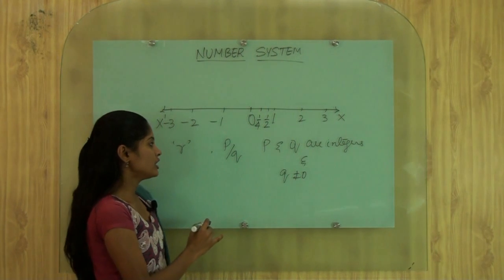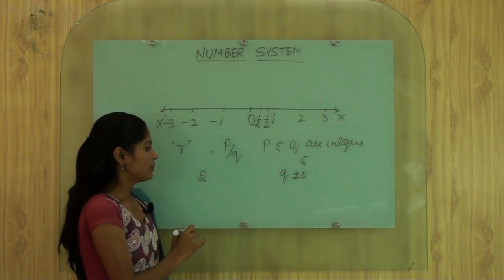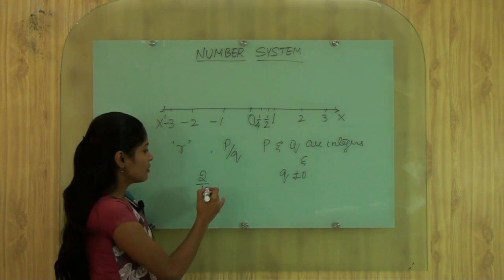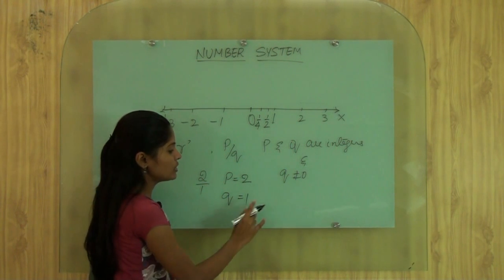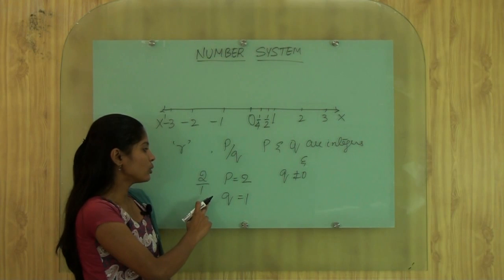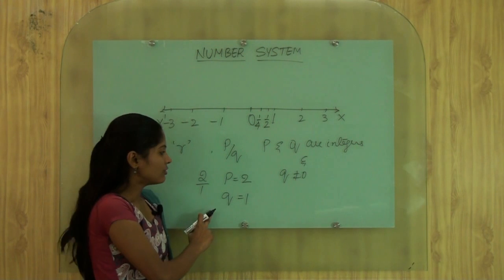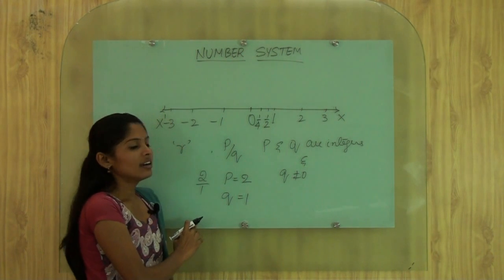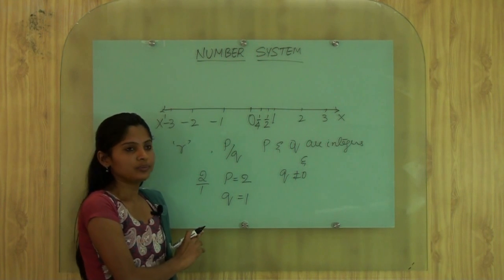Let's take an example for this. 2 is a rational number. How? We can denote 2 as 2/1, where P is equal to 2, Q is equal to 1 and Q is not equal to 0. If Q becomes 0, then the value will become infinity, which is unpredictable. Therefore, Q should not be equal to 0. These are called rational numbers, which can be denoted by the symbol Q.